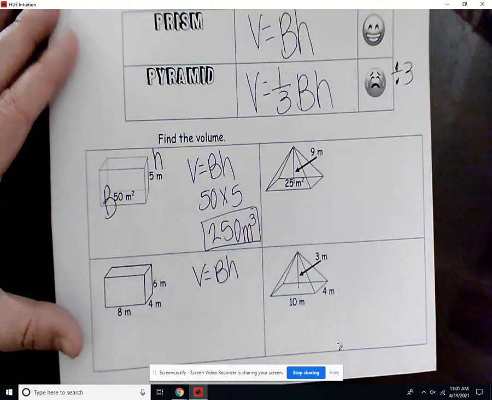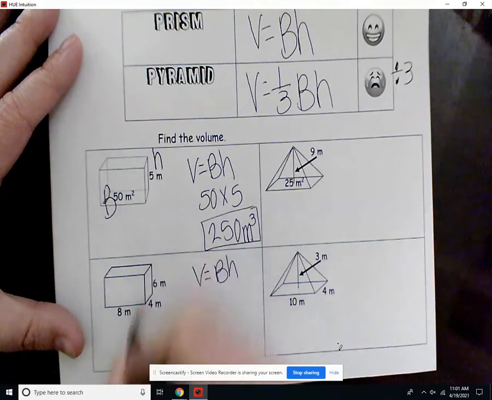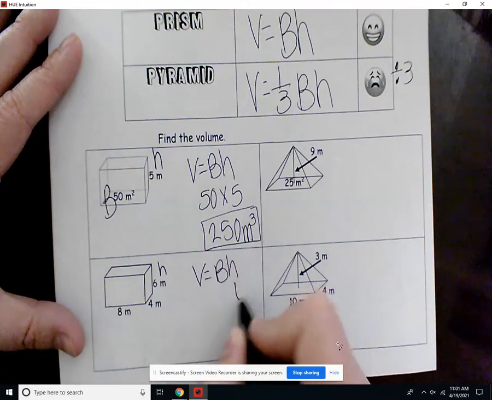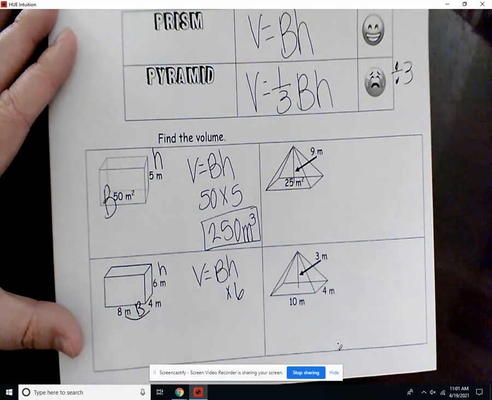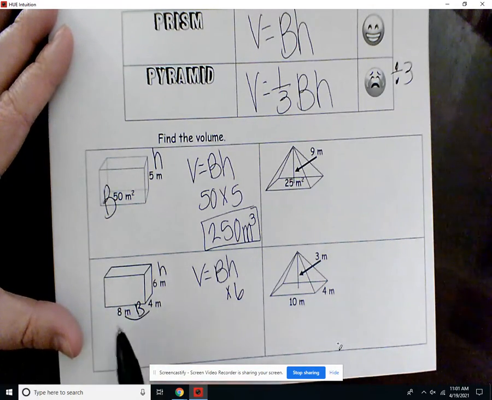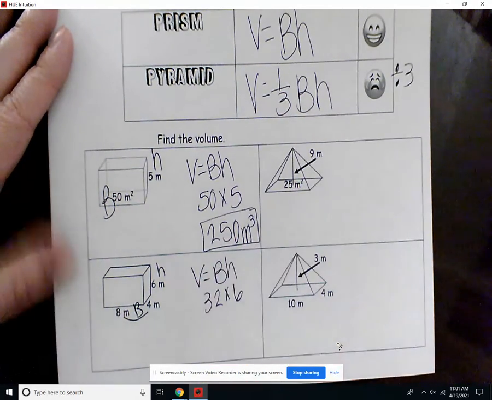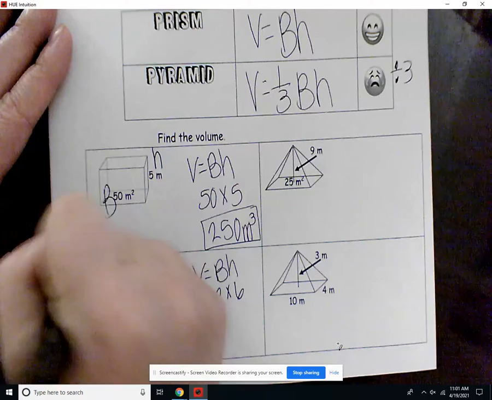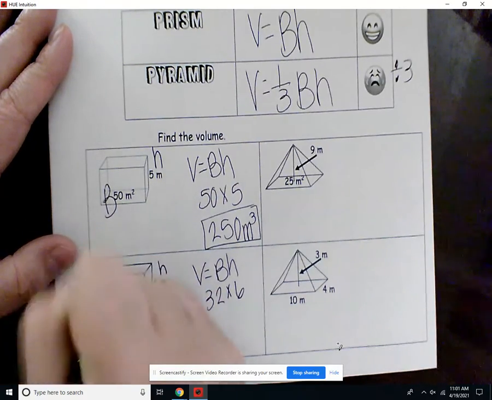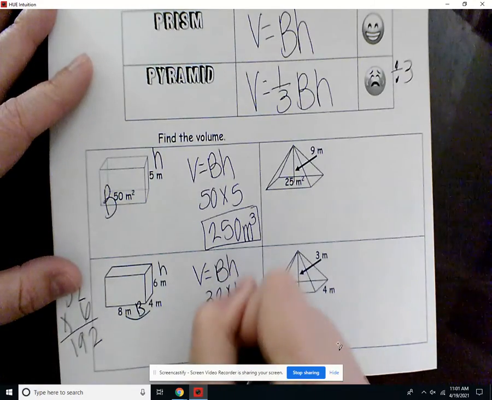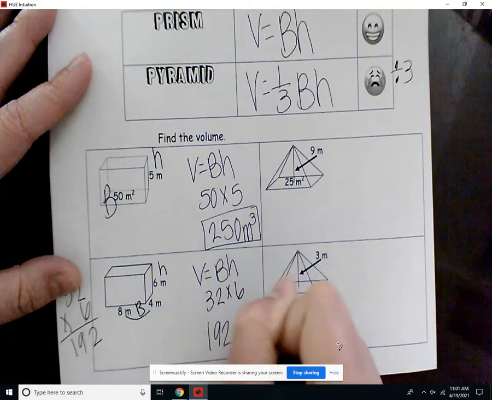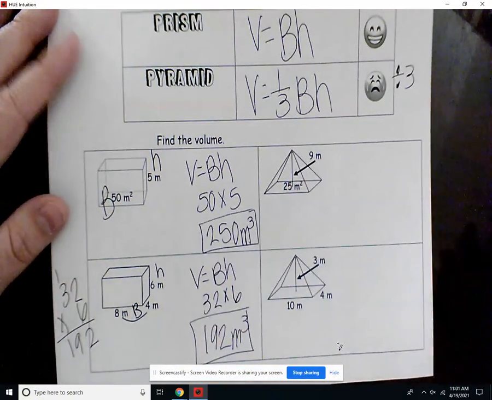So we have three numbers. So I would start with finding your height, which is 6. So that means the numbers left are my B. So we find the area of it by multiplying them together. So 8 times 4 is 32. And then we're going to do 32 times 6, which is 192 meters cubed.